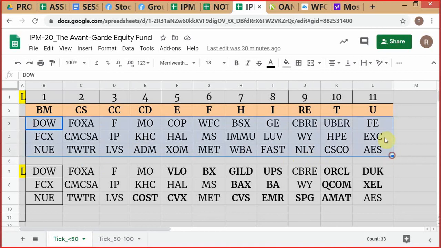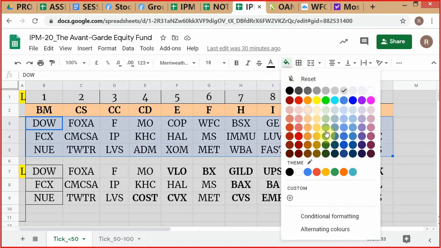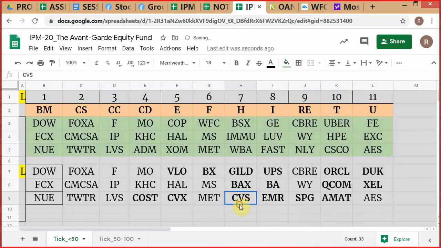Let me put this in some kind of special highlight. I'll explain what that other one is. Which color should I use? All right, so here you have this stuff in green.